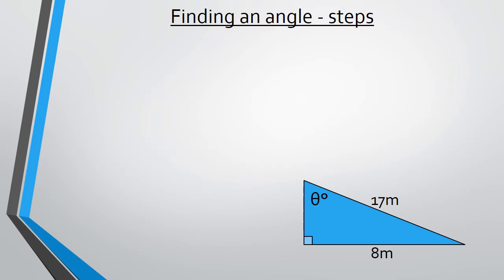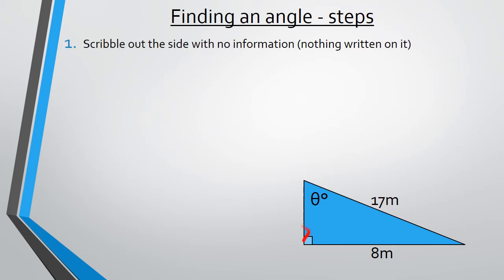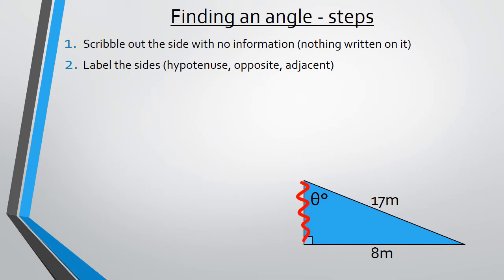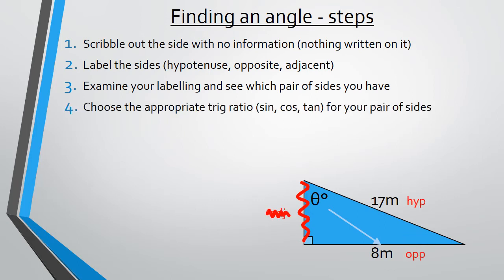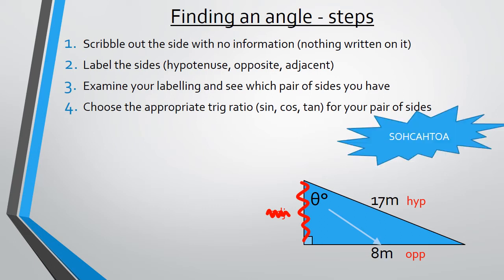The steps for finding an angle. These steps are exactly the same as they have been in the previous lessons. This time though we're going to be finding an angle rather than a side. So start by scribbling, labelling the sides, hypotenuse, opposite and adjacent. Examine the sides. Here we can see opposite and hypotenuse. Choose sine, cos or tan from SOHCAHTOA. Opposite and hypotenuse is sine.